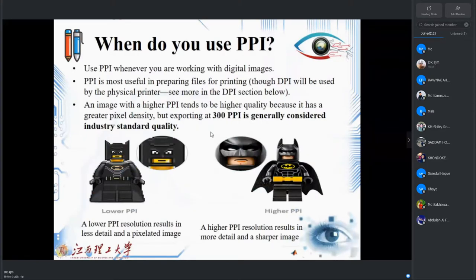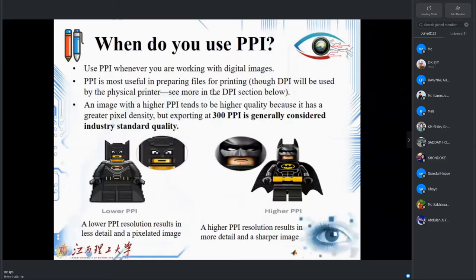If we want to know where we can use PPI, we use it whenever we work with a digital image. PPI is most useful in preparing the files for printing, through which the DPI will be used by the physical printer. An image with a higher PPI tends to be higher quality because it has greater pixel density, but exporting at 300 PPI is generally considered the standard value for documents. That is why, in most applications where you fill out forms electronically, they say that your photo should have this standard 300 PPI.